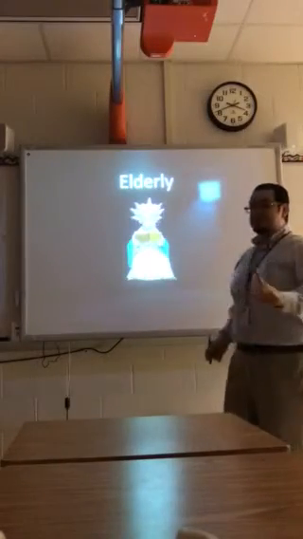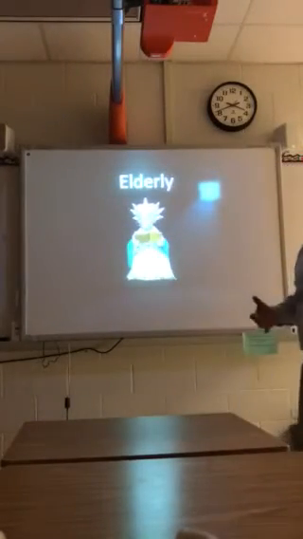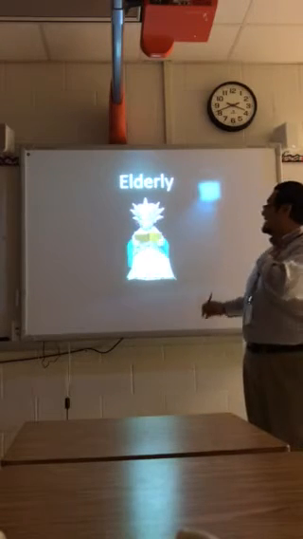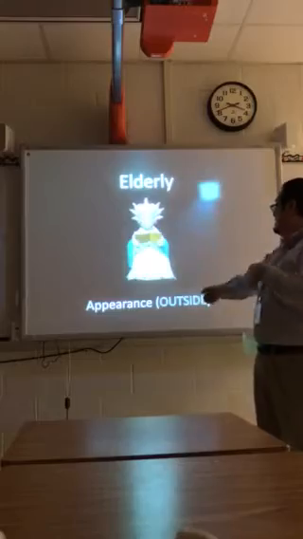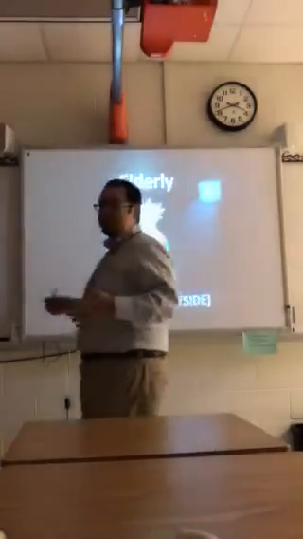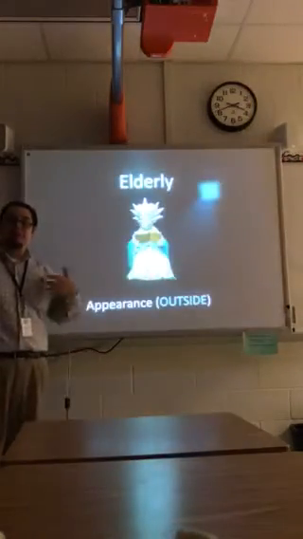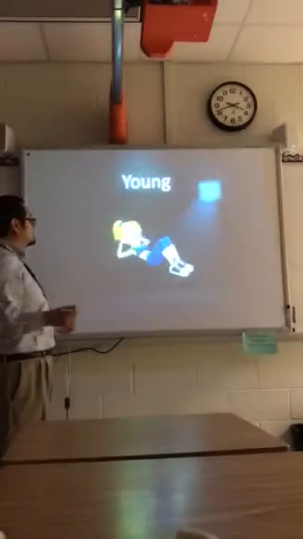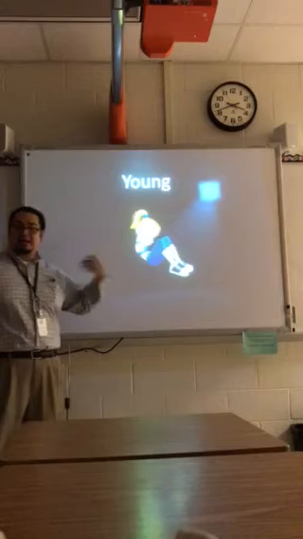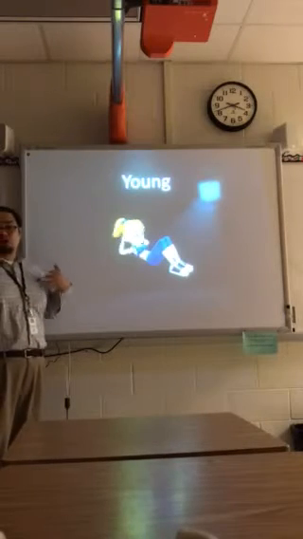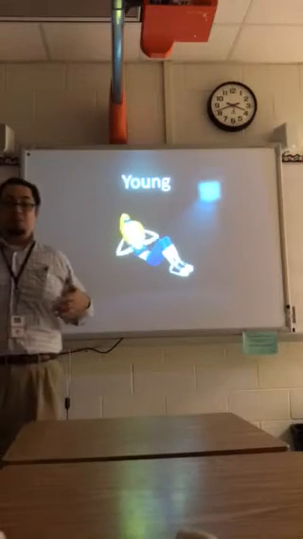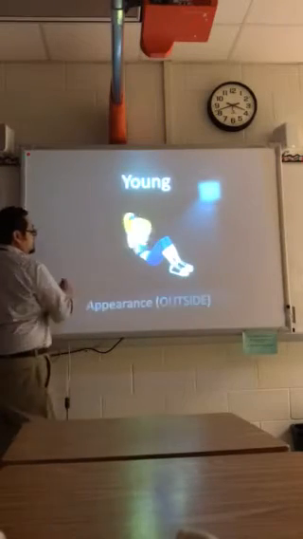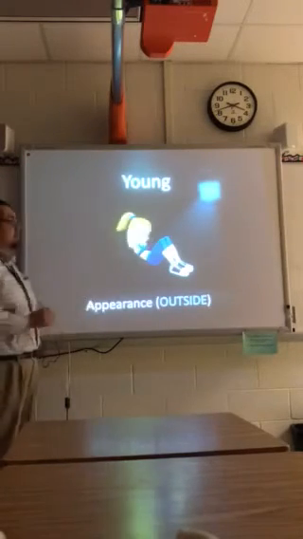Elderly. Again, ask yourself, is this something that you can see on the outside? Is this something to do with an appearance? Or is it something on the inside? In this case, it's on the outside. You can tell when people are older. You can tell by looking at them. You can tell by talking to them. We have young. Again, this one's really similar to the last one. If we know by looking at someone that they're elderly, we can also know that by looking at someone, we know that they're young. And again, that would be appearance.